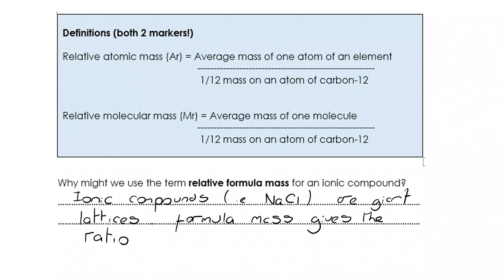So the key reason is that when we talk about sodium chloride, as an example, NaCl, there's an implication there that maybe it means one sodium ion with one chloride ion. But we know that's not the case. We know that these are giant lattices. So the formula mass gives the ratio of the number of sodiums compared to chlorines. It doesn't imply that there's only one of each.